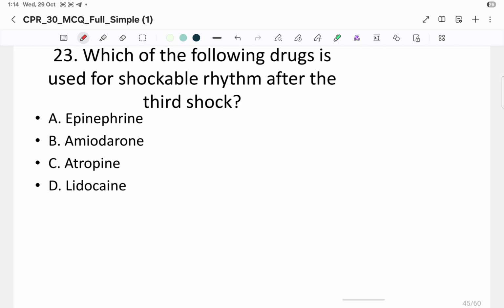Next, which of the following drugs is used for shockable rhythm after the third shock? Option A, epinephrine. B, amiodarone. C, atropine. D, lidocaine. And the correct answer is option number B, amiodarone. Amiodarone is given or used for shockable rhythm after the third shock.